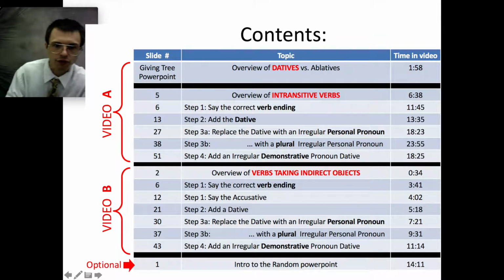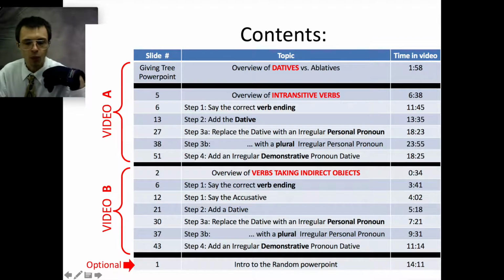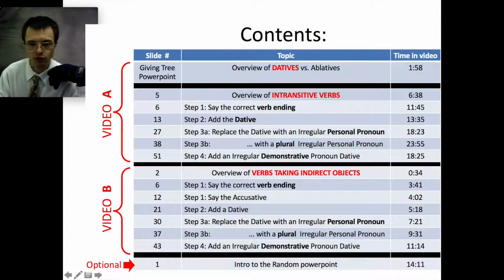First, we're all going to do a giving tree PowerPoint, which is an overview of the dative case and how it compares to the ablative case. Then we're going to break up into our 2 groups depending on what set of PowerPoints you're using, and we're going to learn intransitive verbs and do a series of drills for mastering intransitive verbs. Once we've got that, then we can add in an accusative also and do verbs taking indirect objects.